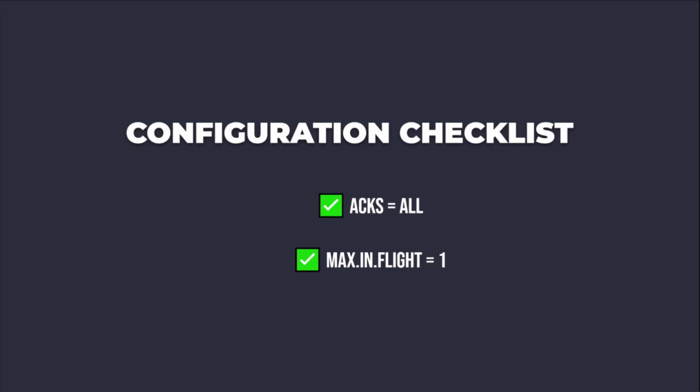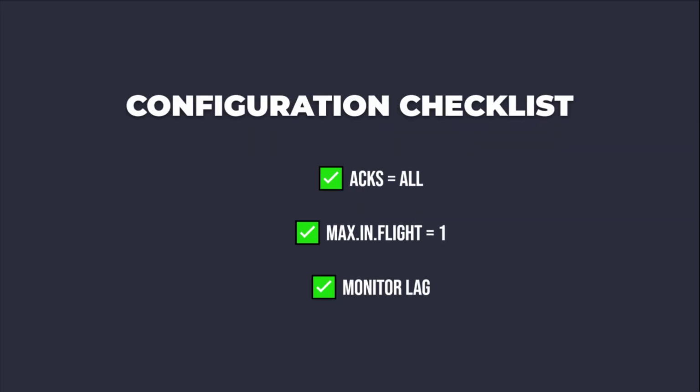Second, set max in-flight requests per connection to 1. While this reduces throughput, it prevents the producer from sending subsequent batches before receiving confirmation for the previous batch, eliminating the possibility of out-of-order delivery due to network latency or broker failure.